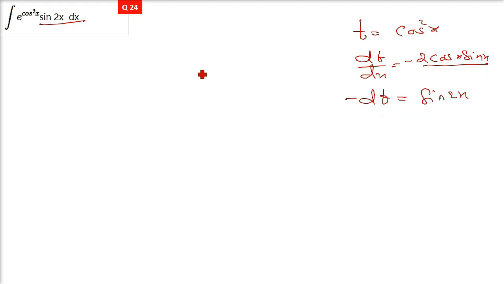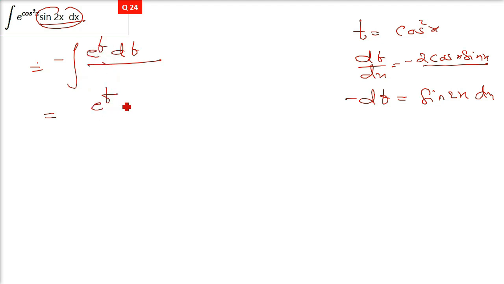And that is exactly what is there in the numerator, where there is no denominator, but still the second term you can call it as. So minus will come here, minus dt, and this sin 2x dx is negative dt, only e cos square x. Cos square x was taken as t, so e raised t. And there is only one solution for anything of e raised t integration. It will be e raised t only. So this is negative e raised t plus constant of integration.